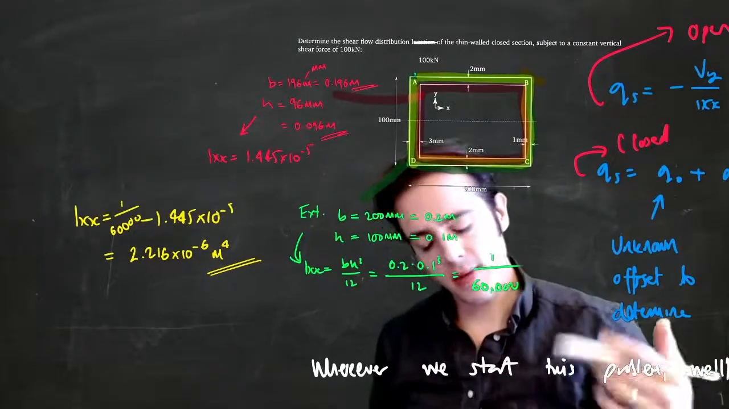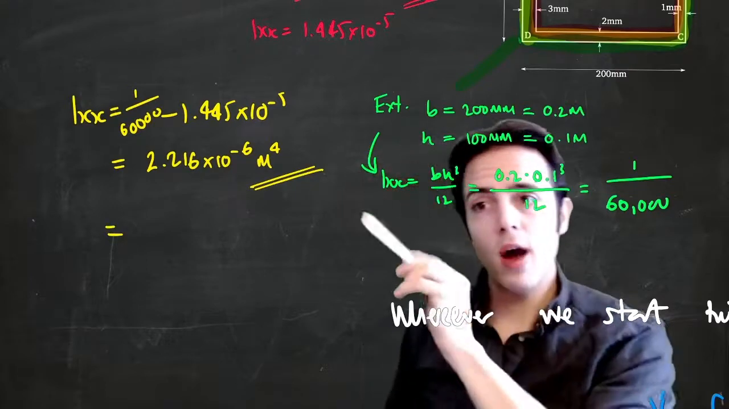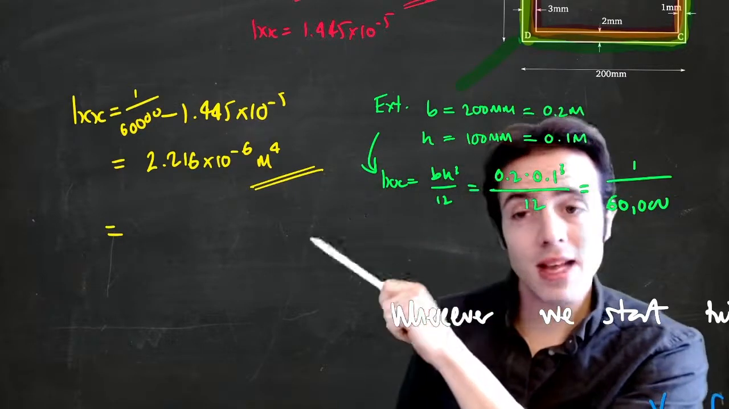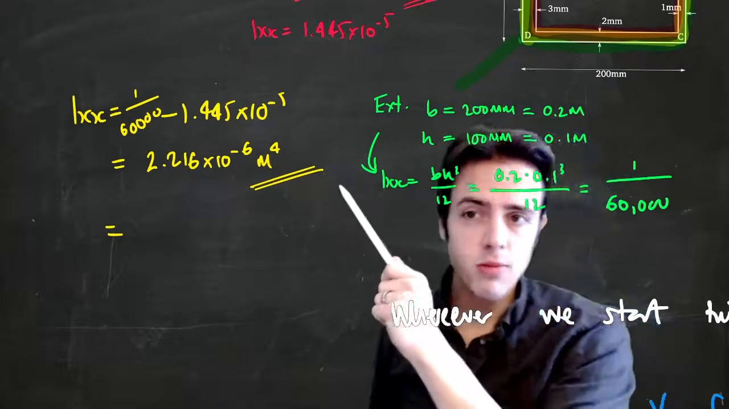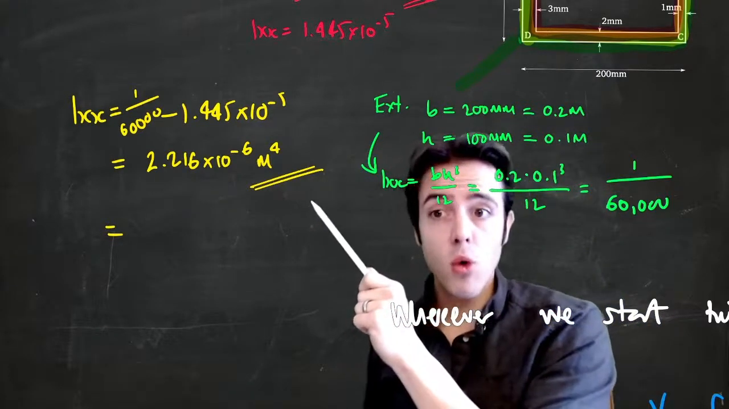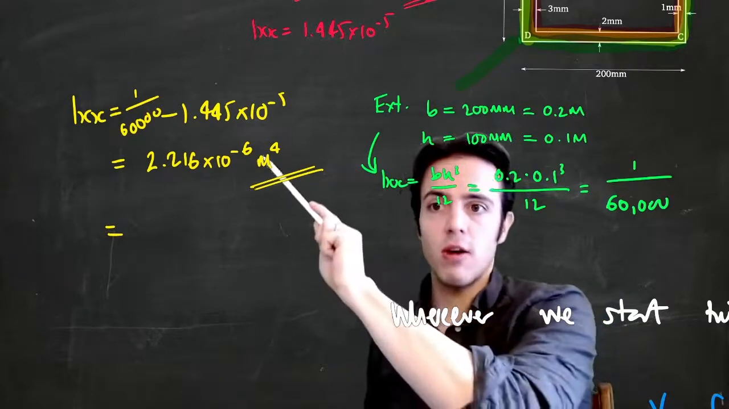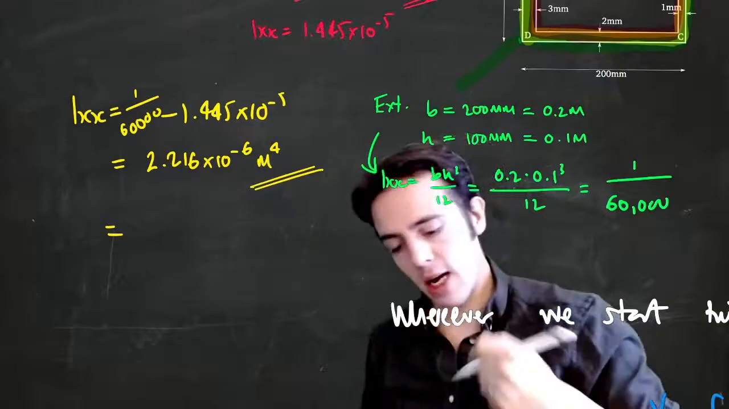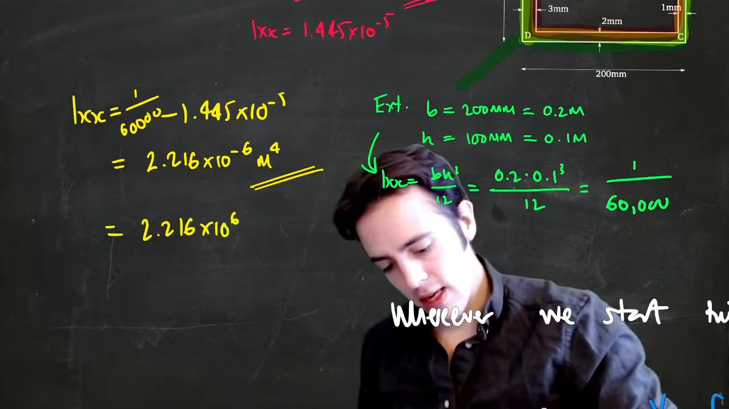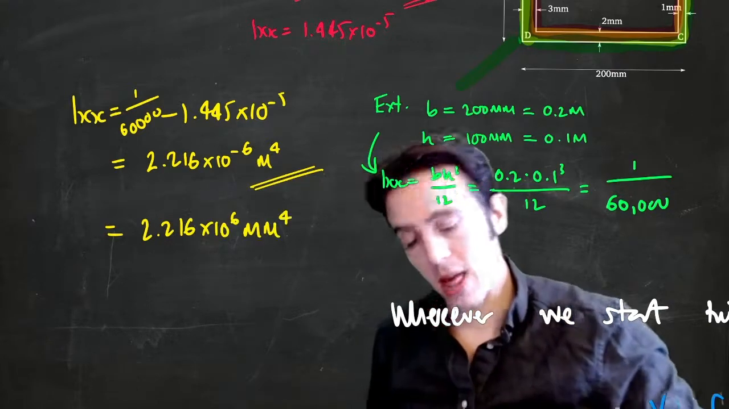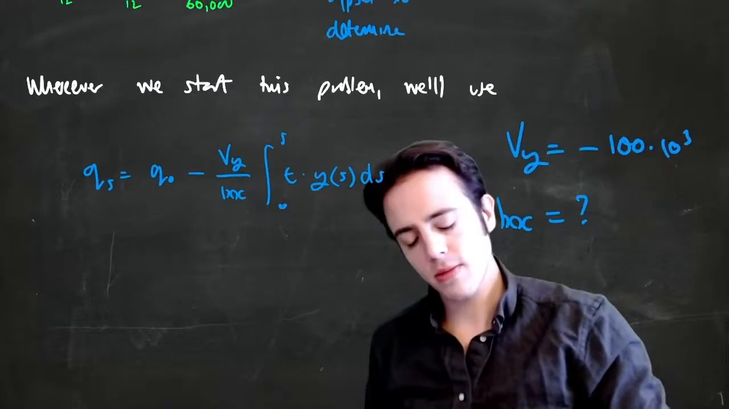If we'd done it in millimeters, you'll end up with a different answer. We can work it out. Meters to millimeters is multiplying by 1,000. So I've got to multiply by 1,000 four times, so I've got to add 12 zeros. Adding 12 zeros, you would have ended up with 2.216 times 10 to the 6 millimeters to the power of 4. So you can choose whether you're going to stay with millimeters or meters.